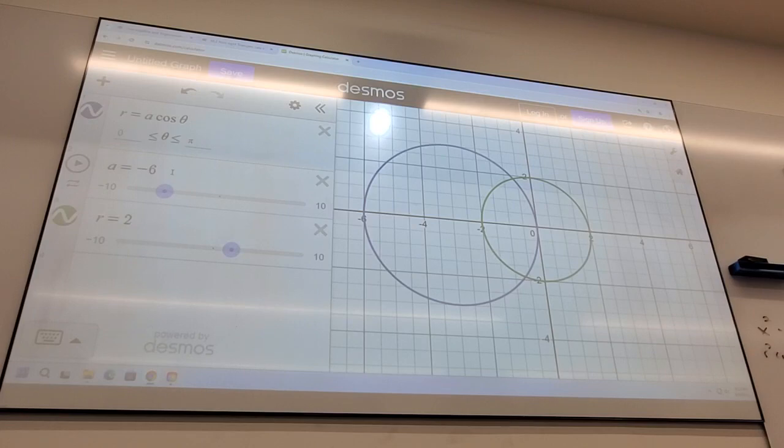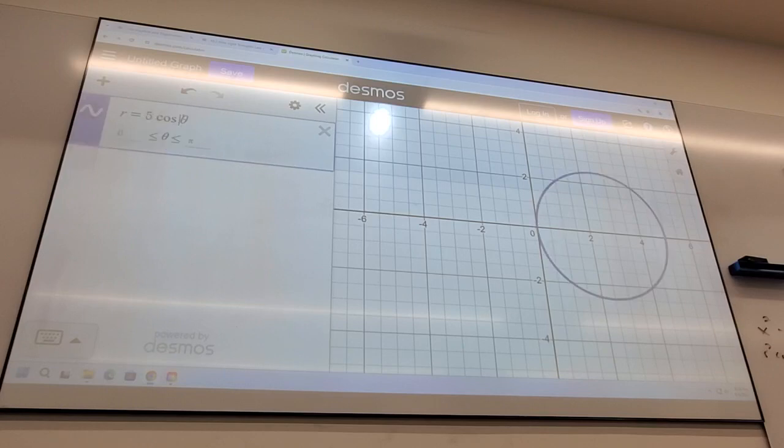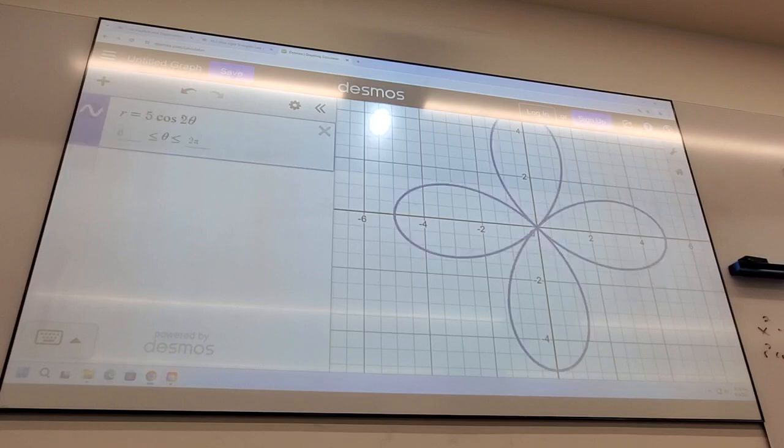Jump into Desmos and just play around with this because you can get some really nifty stuff happening. Just if I come back to here, and I put in here 2, it's just so nifty how you have to do very little and some really cool stuff happens.